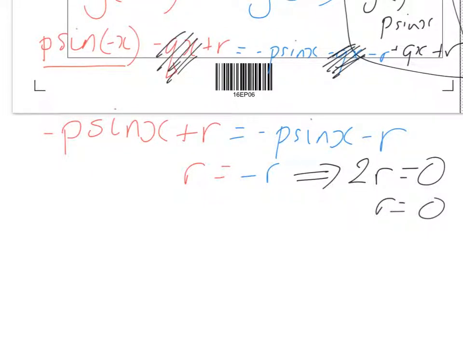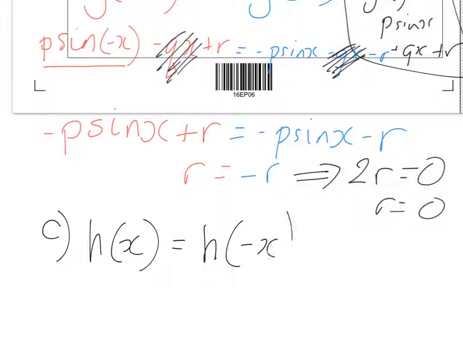Part C tells you that h of x is both odd and even, which means that h of x is equal to h of negative x. That's right, I'm going to write that in a different order actually.